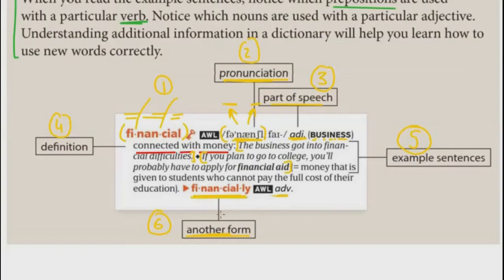So it's another form of the word financial. So they've given us a lot of information in a very small space. It's important to understand how a dictionary works so that we can take the maximum benefit and so that we can progress in our English when we go to university and even after that. Let's look at the exercises.